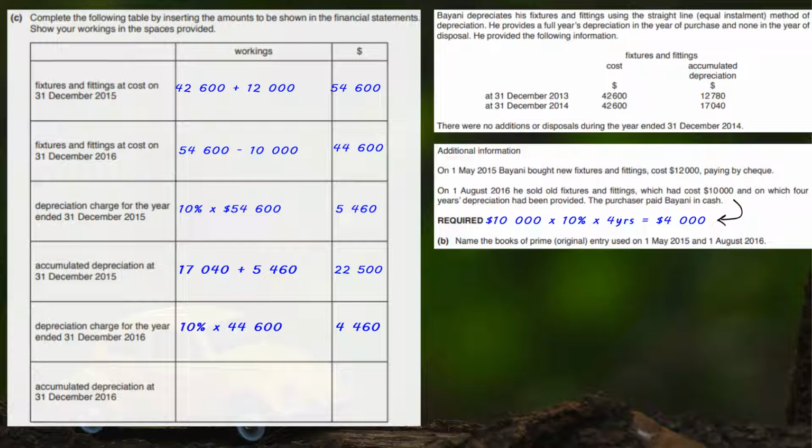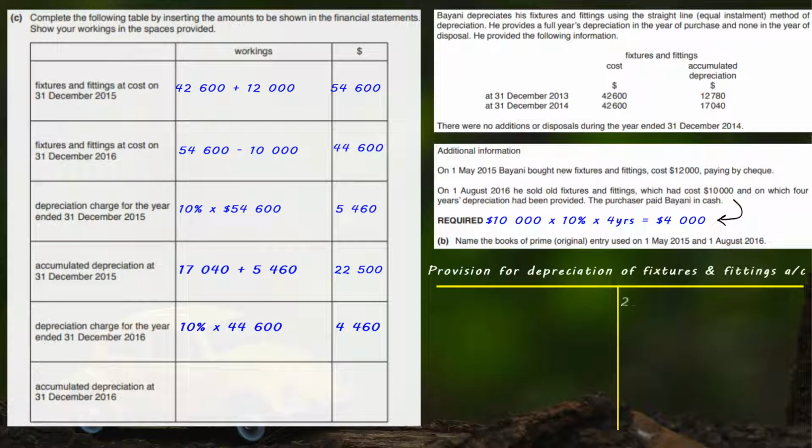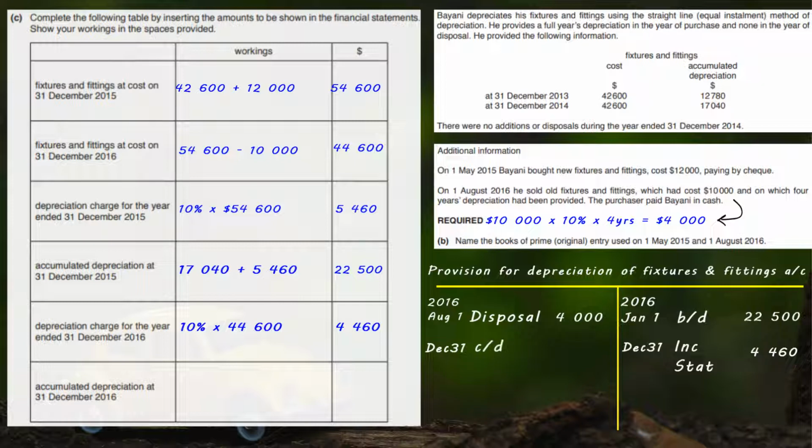Now how do we find the accumulated charges? This is a bit tricky. So we just bring down for the following year, which is 22,500, and the depreciation for the year is 4,460. However, remember we have to transfer to the disposal the asset that we disposed of, which was worth 10,000, and the total accumulated depreciation which we calculated earlier was 4,000. So we take away the 4,000. That would leave us with the balance carried down for the year.